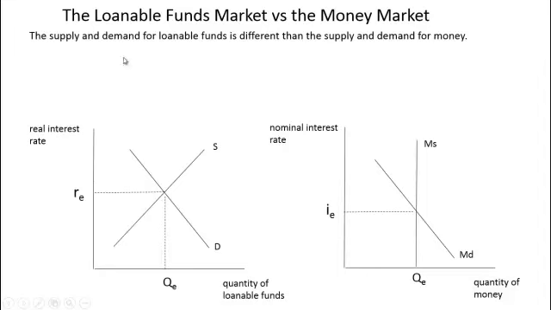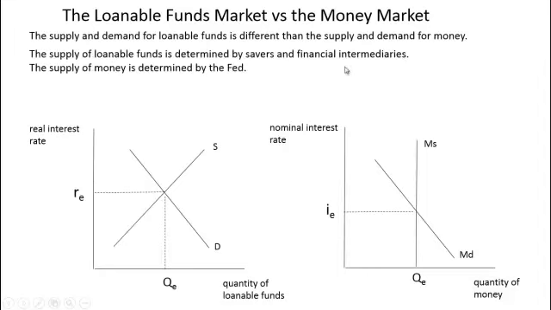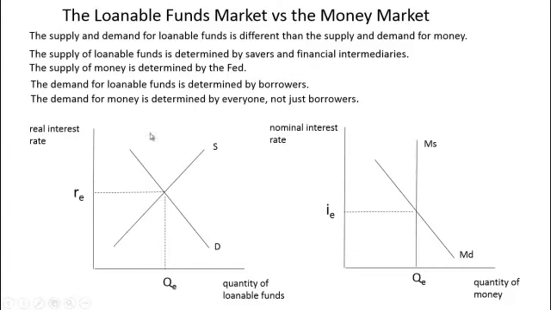These are some differences between the loanable funds market and the money market. There are many more differences. For example, the supply of loanable funds is determined by savers and the behavior of financial intermediaries, whereas the supply of money in the economy is determined by the Fed. The demand for loanable funds is determined by borrowers, whereas the demand for money is determined by all agents in the economy. Let's consider an increase in income and how it affects both of these markets, and you'll see they're not the same. Consider an increase in income.